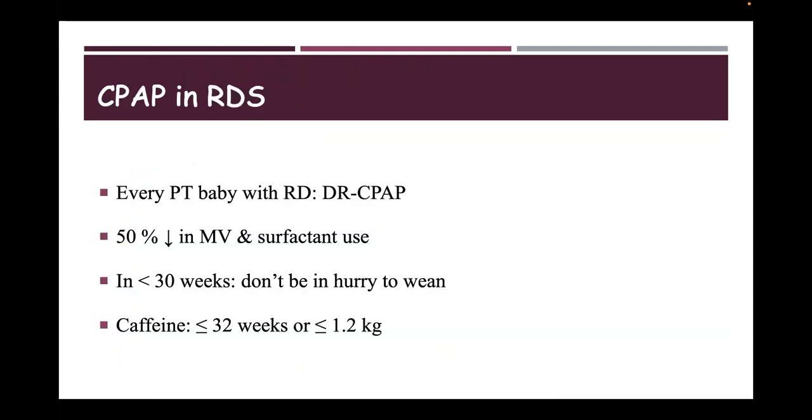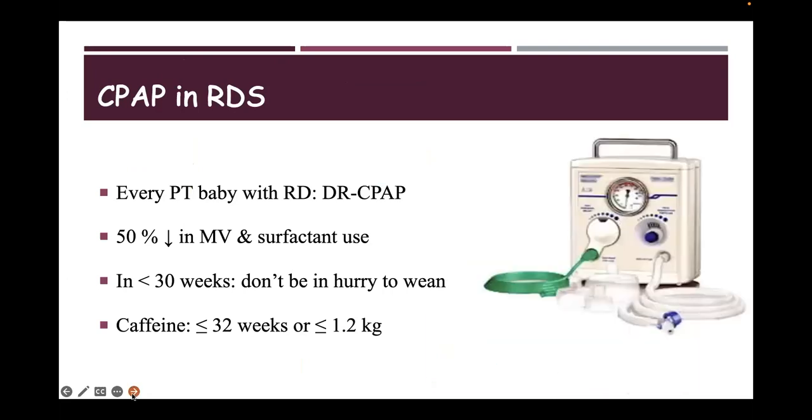In RDS, we usually start with a setting of 3, 4, 5. That is FiO2 of 30%, flow of 4, and CPAP pressures of 5. And then depending on whether there are retractions or not, we escalate the pressures. FiO2 is kept as per the desired saturation. And all babies who are less than 32 weeks should receive caffeine if they are requiring oxygen support.